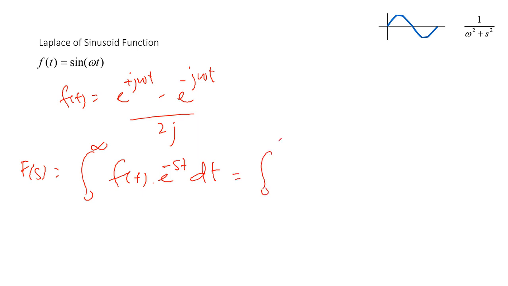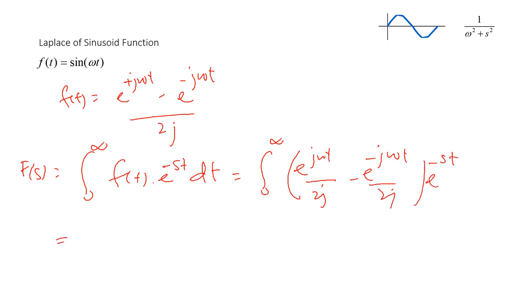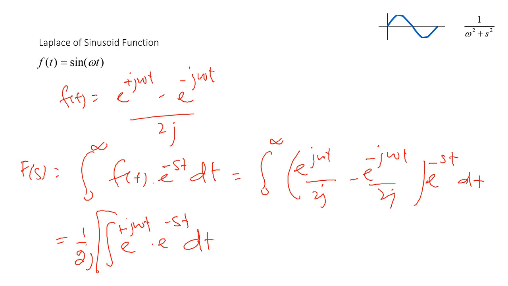So we can write it as e to the power j omega t divided by 2j minus e to the power minus j omega t divided by 2j, times e to the power minus st. So this thing is common, and here we have a dt. So e to the power plus j omega t into e to the power minus st, integral dt, minus e to the power minus j omega t e to the power minus st dt. So this is the integral part which we want to solve.